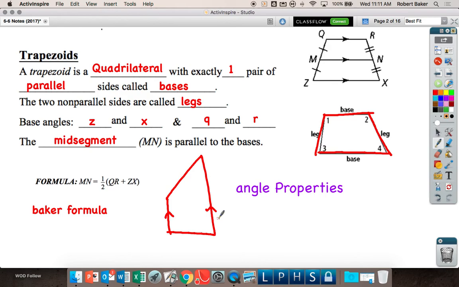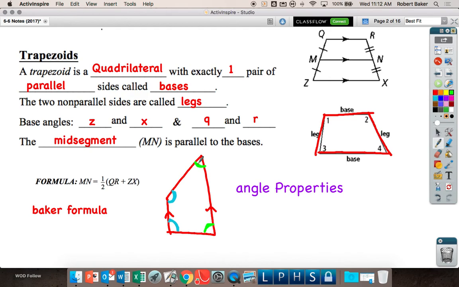Okay? We are just talking about trapezoids right now. In any trapezoid, it has two sets of base angles. These are base angles because they are connected to the base, and these are base angles because they are connected to the other base. And the book stops there. That's all you need to know. You should know everything else. But do you?